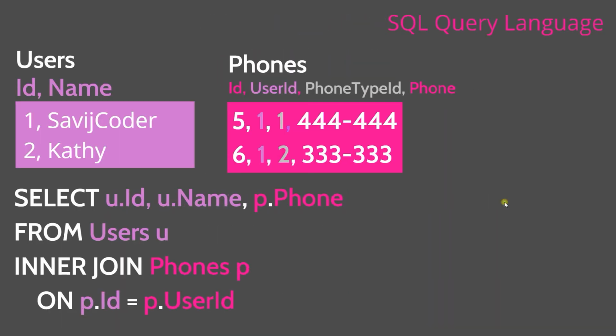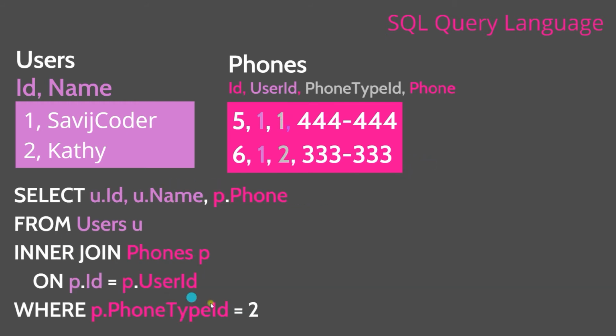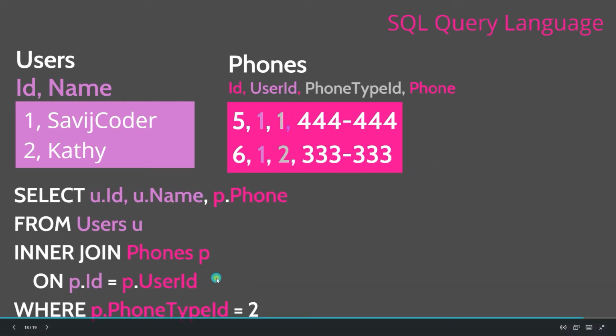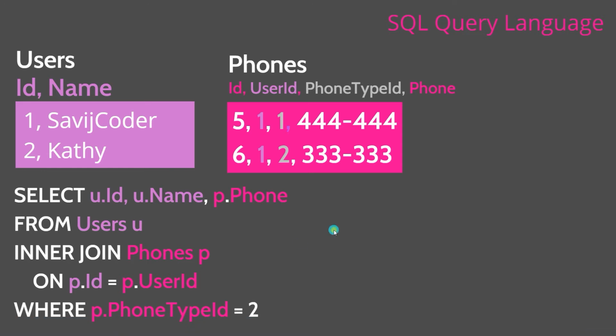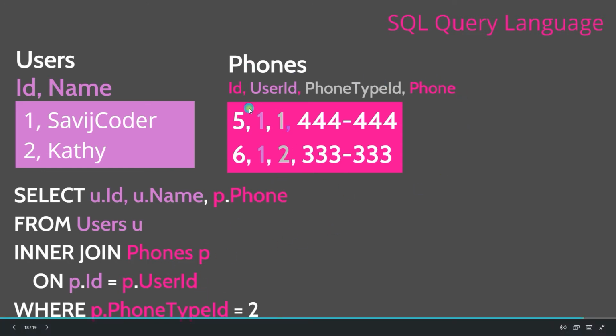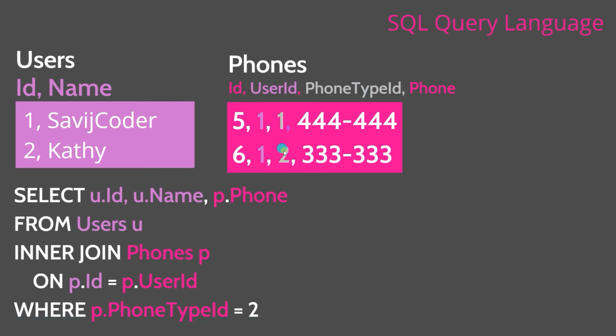So let's go back to where we were. And let's add a where clause to our query to filter out the phone type ID of 1. So this is the same query up to this line here, but the last line is where P, which is our phones table, dot phone type ID is equal to 2. So now our row 5 here in the phones table is eliminated because its phone type ID does not equal 2.